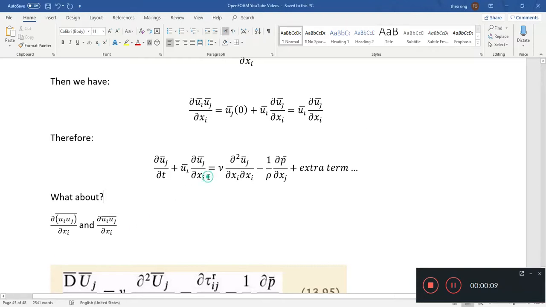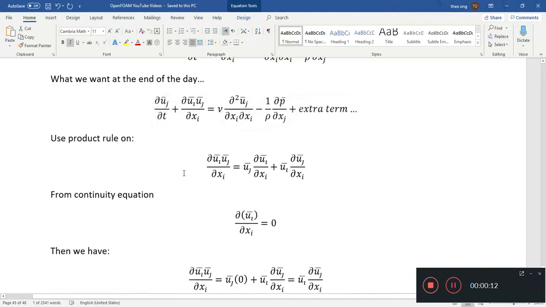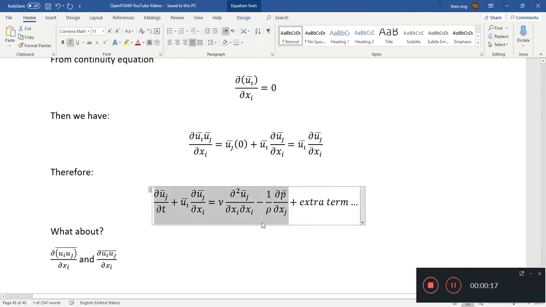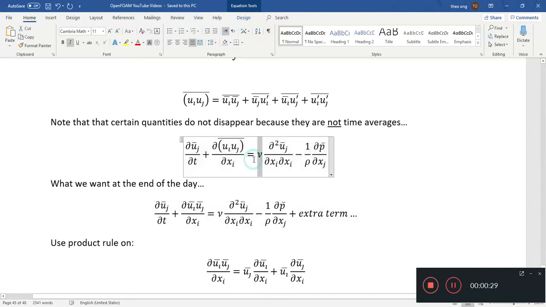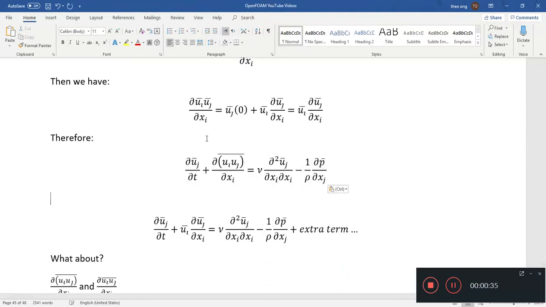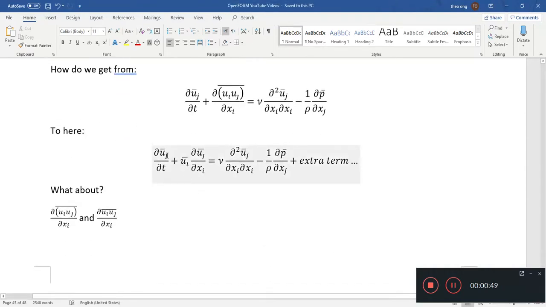In the last video we were trying to make the filtered Navier-Stokes equation look something like this. It will look exactly like the laminar Navier-Stokes equation, except for a few extra terms. So how do we get these extra terms? How do we get from here to here? And remember, this is in Einstein notation.